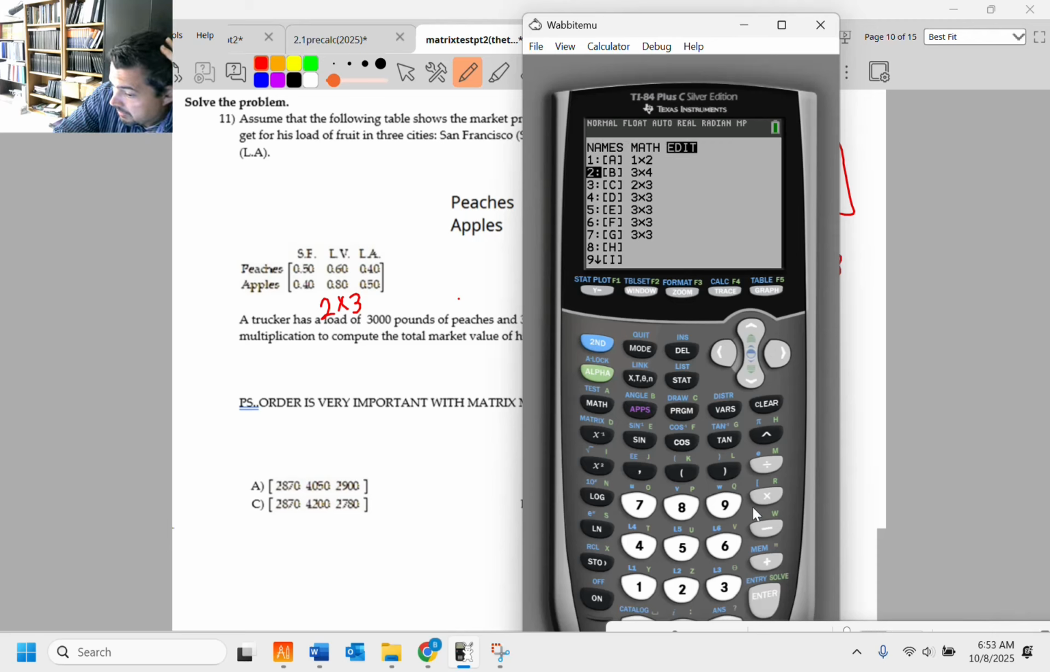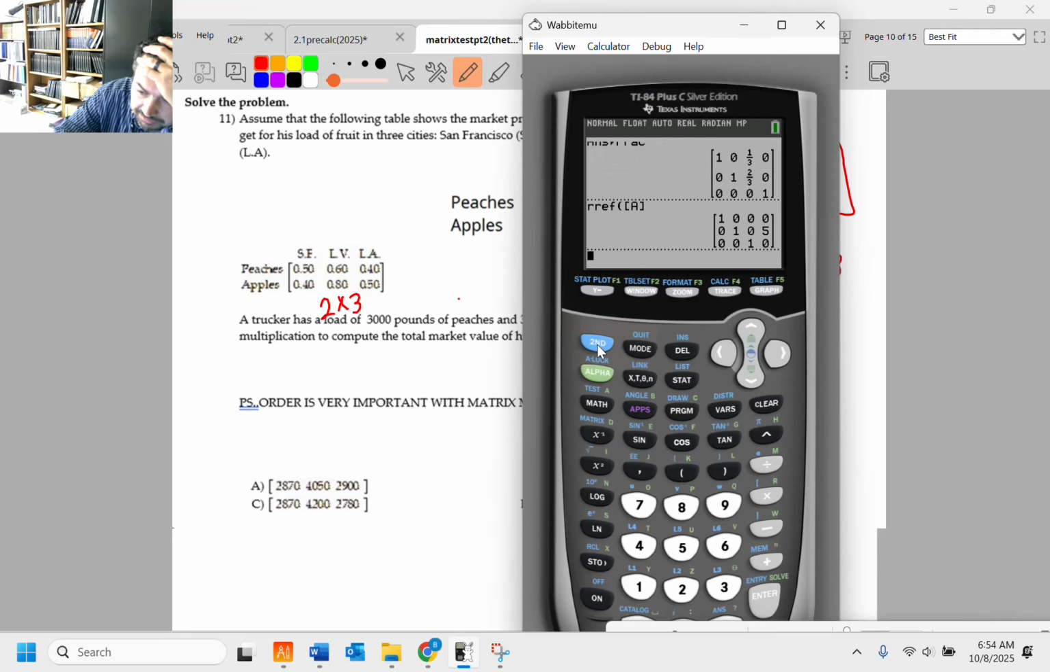And matrix B is going to be the peaches and apples matrix over here, and she is a 2 by 3. And those are decimals: 0.5, 0.6, 0.4. 0.4, 0.8, 0.5. I feel like you probably want to take your stuff to Las Vegas. I feel like you're going to get the most money there. It looks to me like that's where you get the most money. Makes sense. It's in a desert.